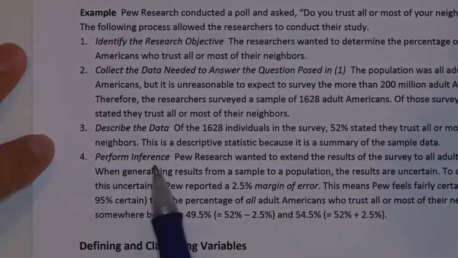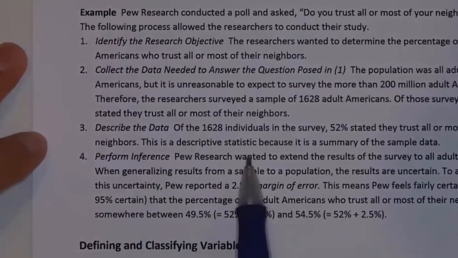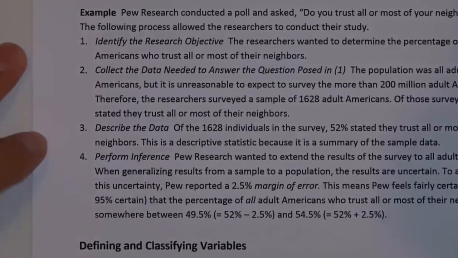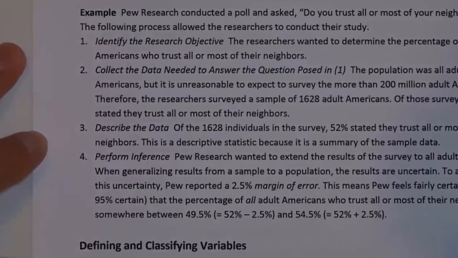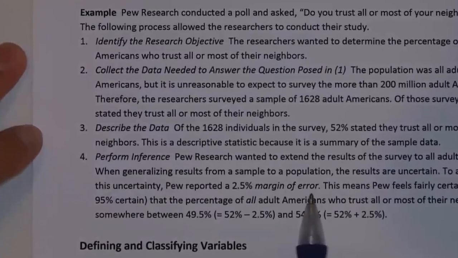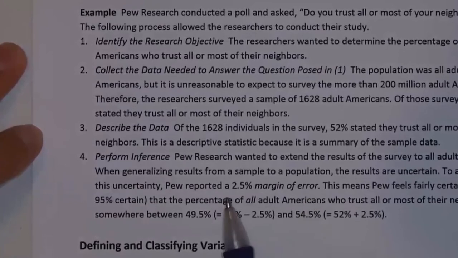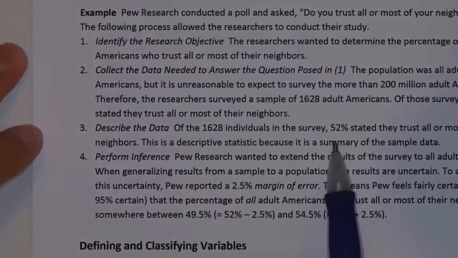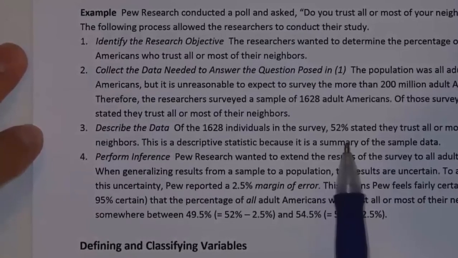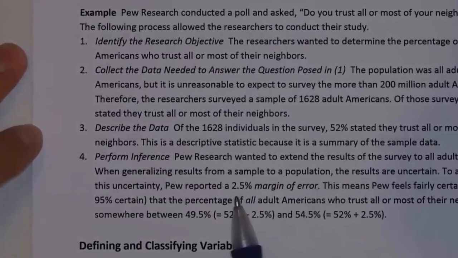Now, the last step is perform inference. Pew researchers wanted to extend the results of the survey to all adult Americans. When generalizing results from a sample to a population, the results are uncertain. To account for this uncertainty, Pew reported a 2.5% margin of error. If you've ever paid attention to political polls, you've probably seen margins of error before. It's pretty common to have a 2.5% margin of error or a 3% margin of error or something like that. What that means is this 52% that we found in this sample is probably no more than 2.5 percentage points away from the true parameter.